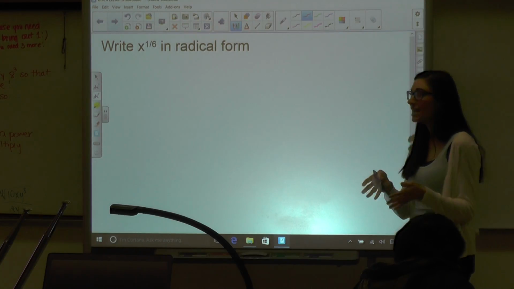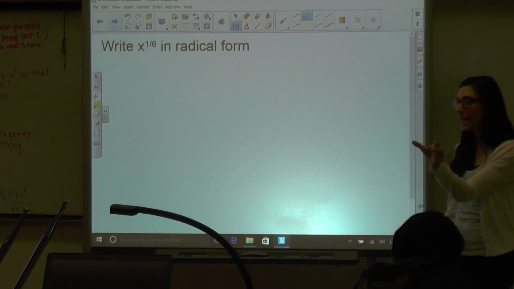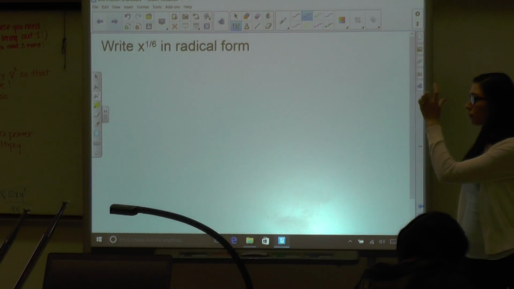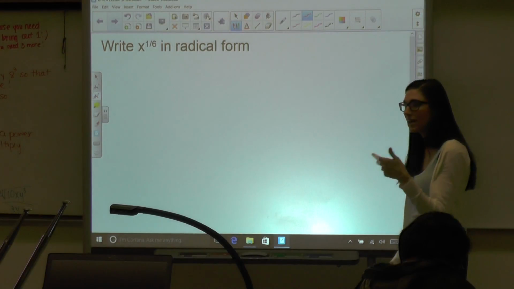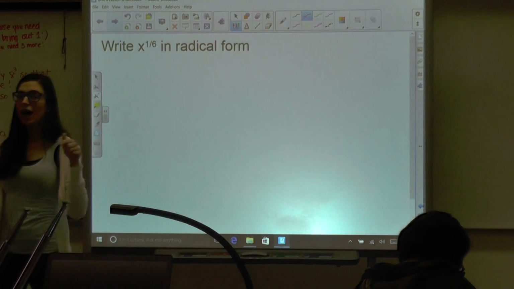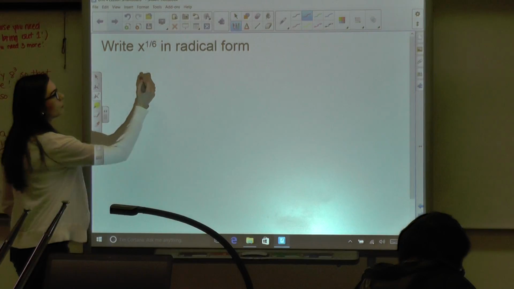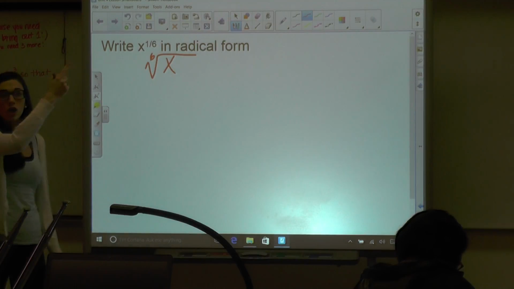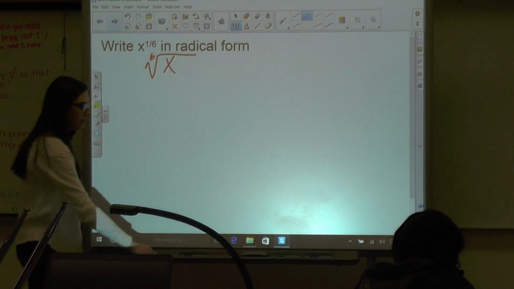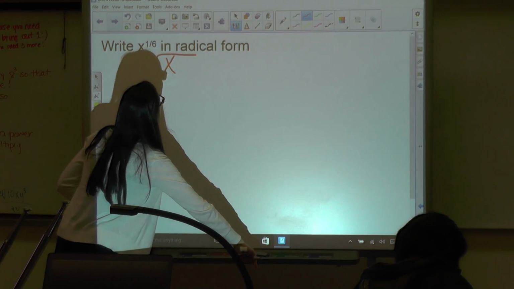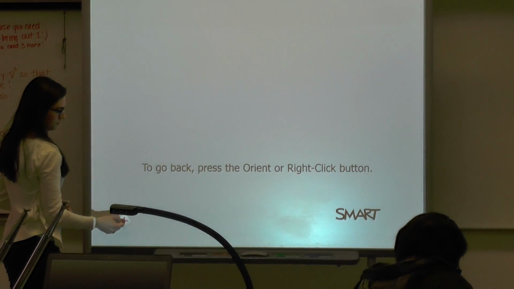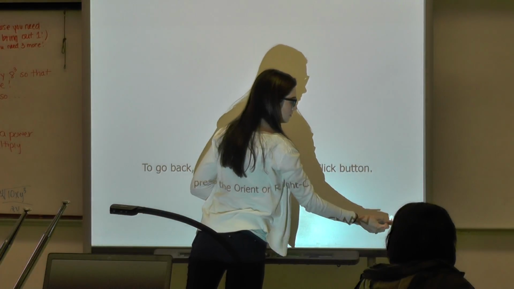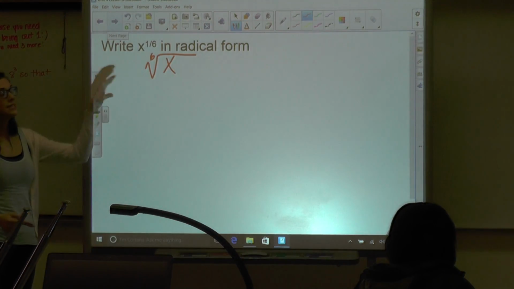An easy way to remember it: exponential form, what's the key word in that? Exponent. So you know it has to have an exponent up there. Radical form, what's your key word? Radical. So you want it to look like a radical. You have to have a radical in it. So since we're doing top on inside, bottom on outside, we have the 6th root of x to the power 1, which is just x. So this is in radical form.